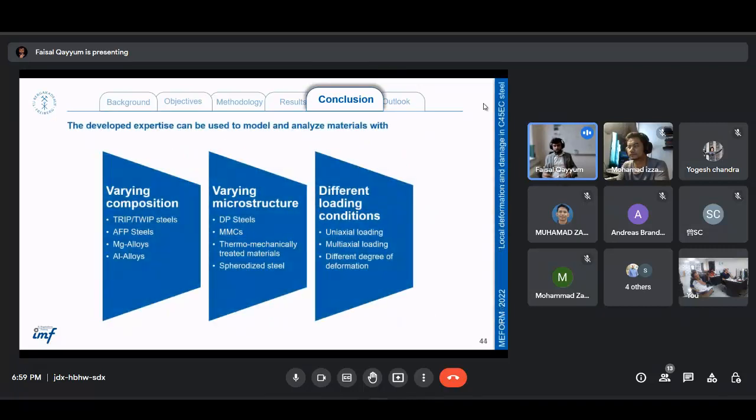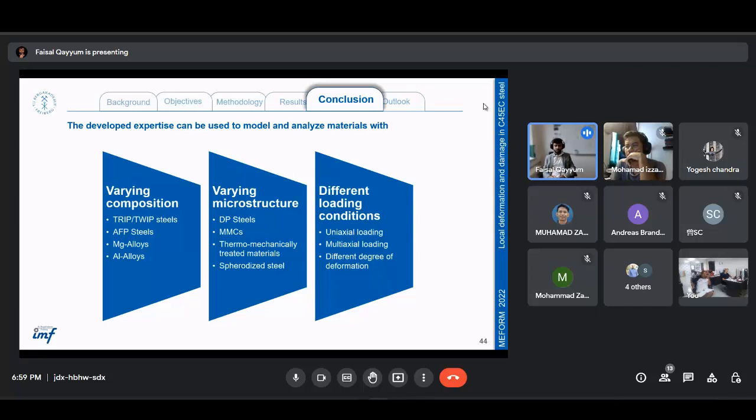So the overall conclusion of the talk is that the developed expertise and the model can be used and analyzed to work with materials with varying compositions. For example, with creep-resistant steels, magnesium alloys, aluminum alloys, and advanced ferritic-pearlitic steels. The varying microstructure of the material can also be simulated. For example, the DP steels, mechanically treated steels, and ferritized steels, which we saw in the example.